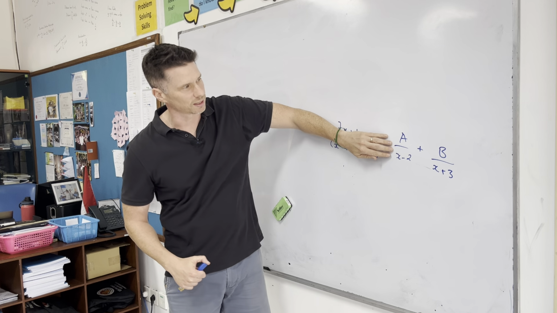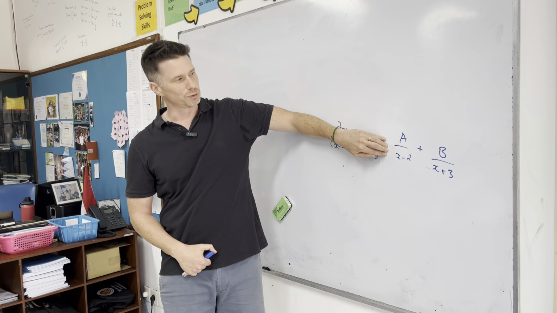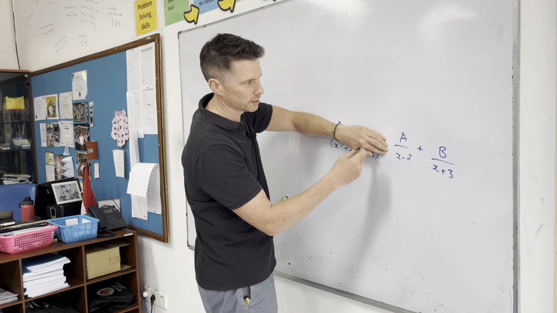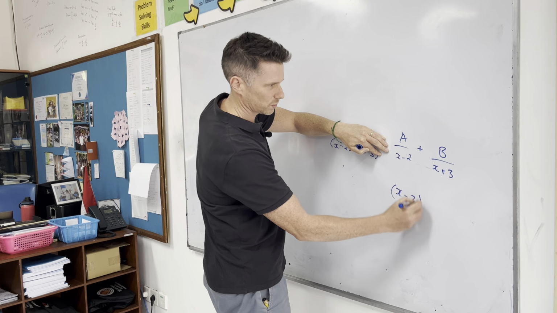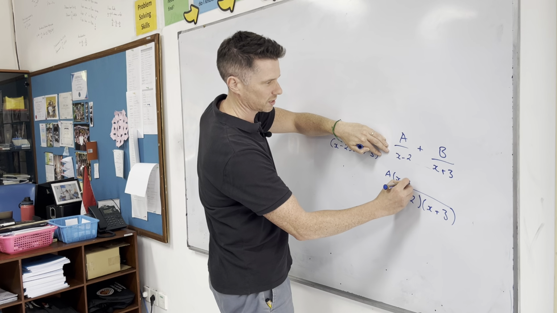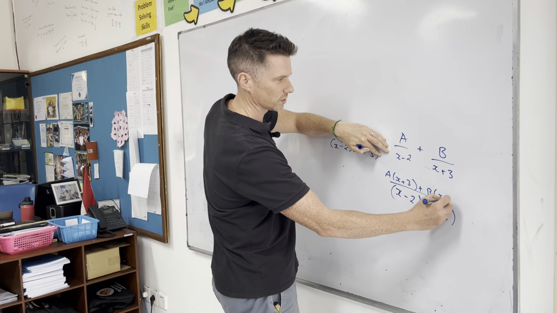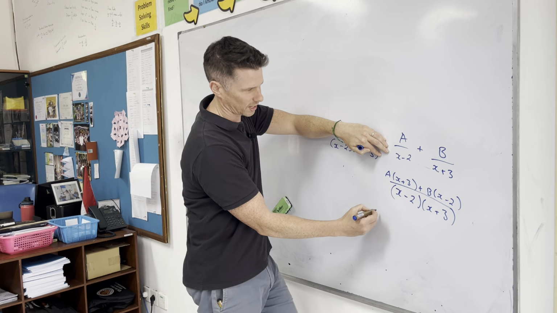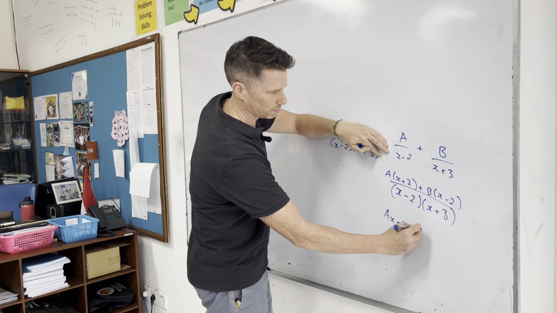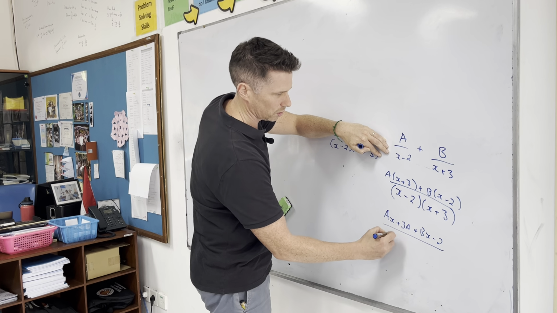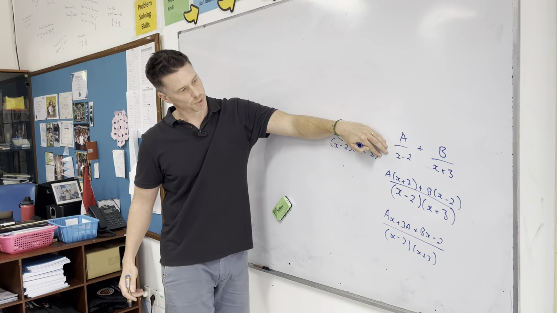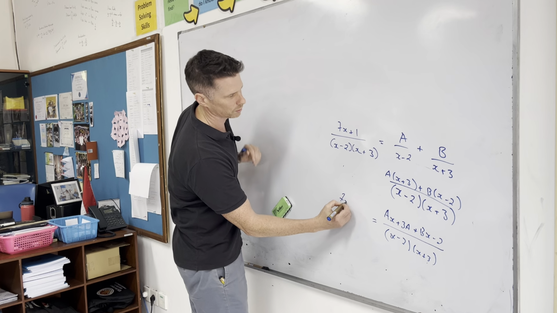So if I was given this as the question, and I said combine these two, what would you do? Add these two together. My common denominator is x minus 2 times x plus 3, and on the top I have a times x plus 3, plus b times x minus 2. I can simplify that a little bit: ax plus 3a plus bx minus 2b, all over x minus 2, x plus 3. But I already know that the top equals 7x plus 1.